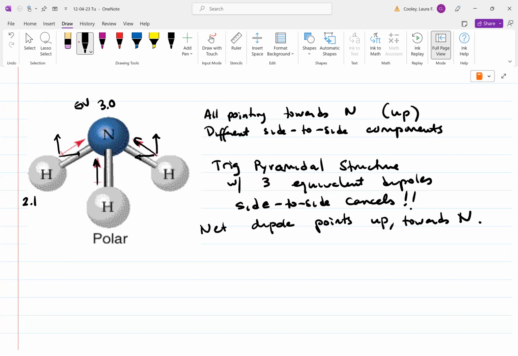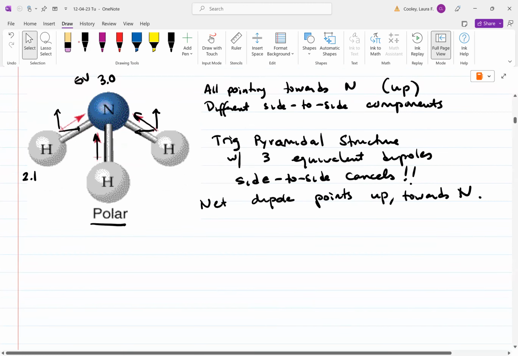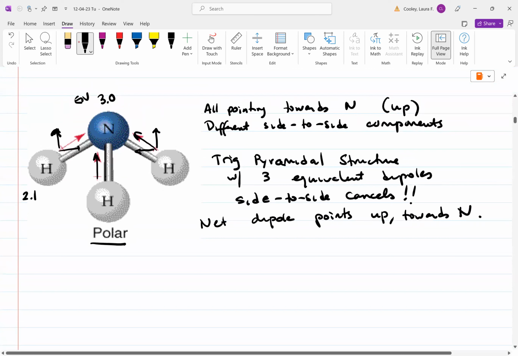So when you have an arrangement like this, a little pyramid, and you got three equivalent dipoles, you have a net dipole. So this molecule is polar, and the net dipole is pointing up. Now, what if one of these H's was something else? Well, then they're not going to cancel the side to side. So you'd have a different dipole, but you would basically also have a polar molecule. There's no way they're going to cancel completely here. That's just impossible because they're not pointing in exactly opposite directions, because you have this up component on all of them. I hope you can see that.